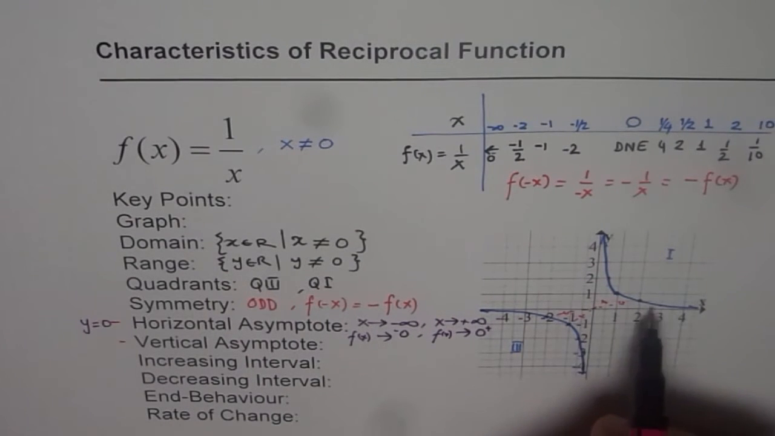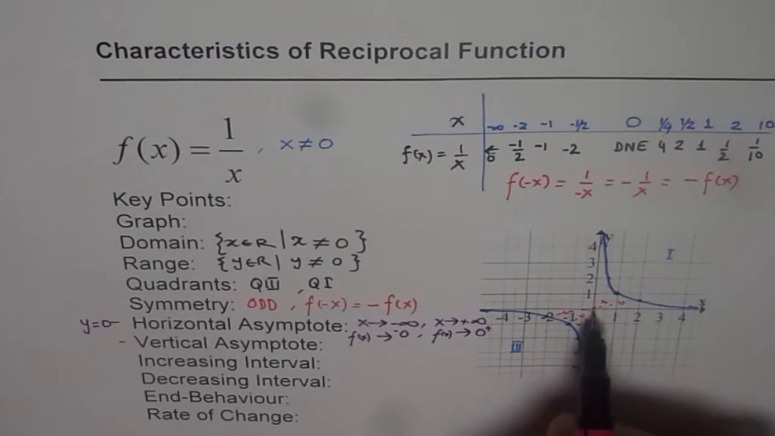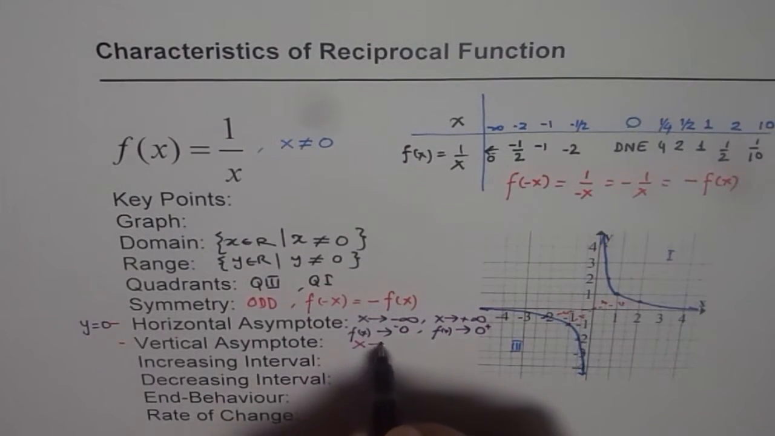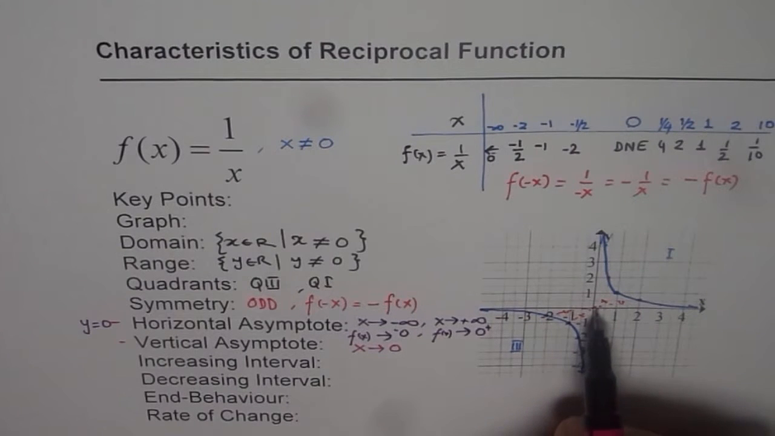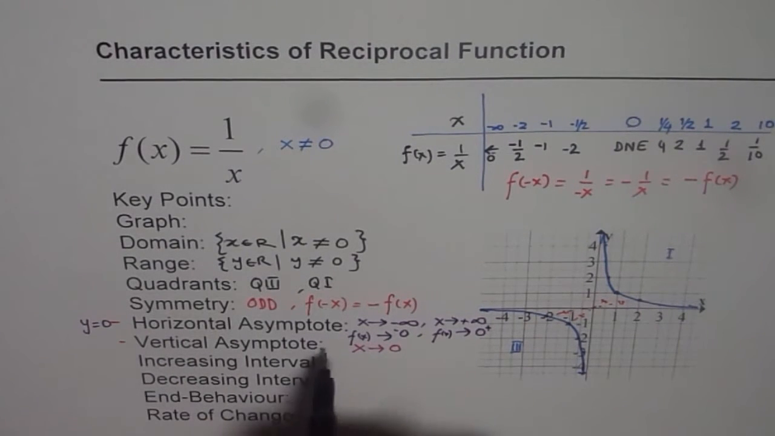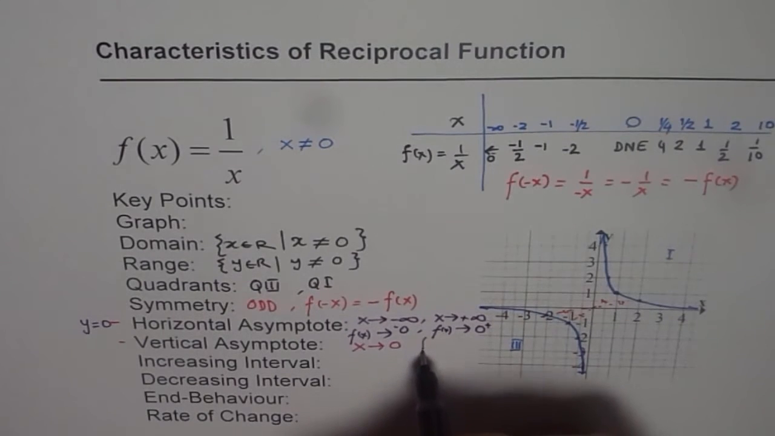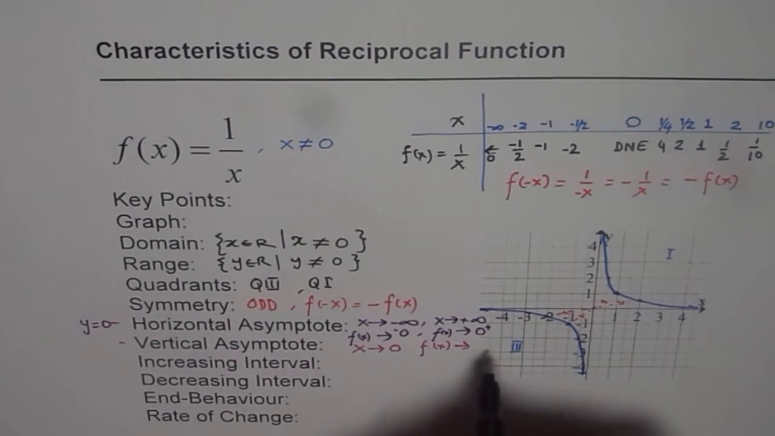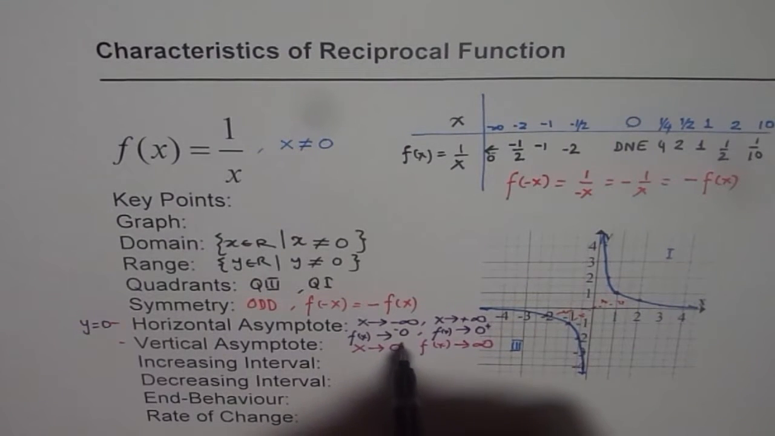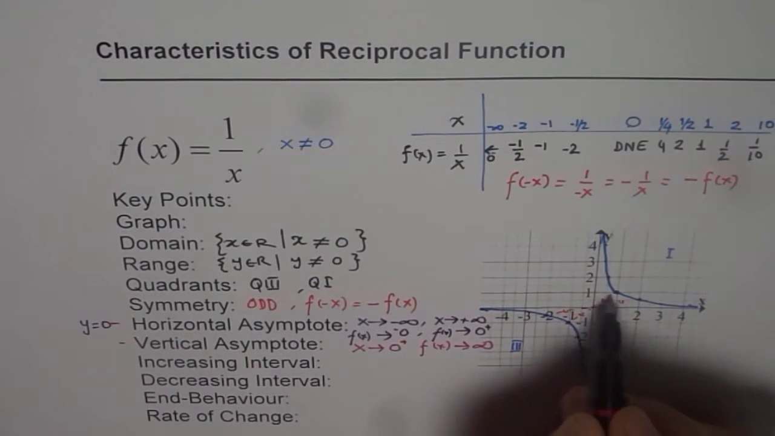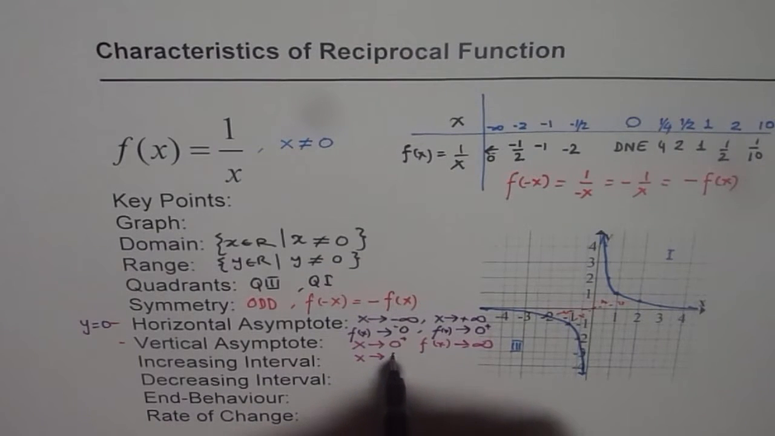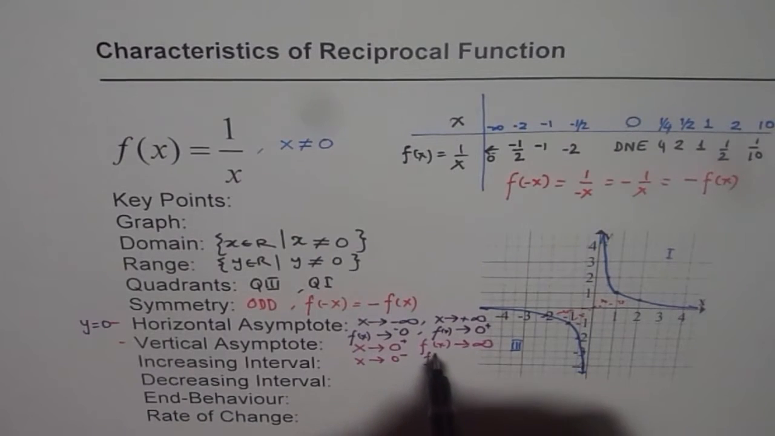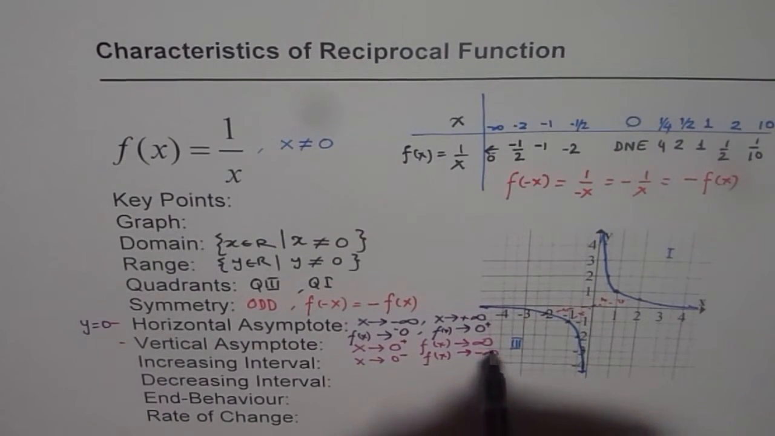Now, if x approaches a value, in this case 0, we know x cannot be 0, but x can approach 0. So if x approaches 0, what happens to y? We say f of x approaches plus infinity if you are approaching from the positive side. You see that? But if you approach from the negative side, from this side, then f of x approaches negative infinity.